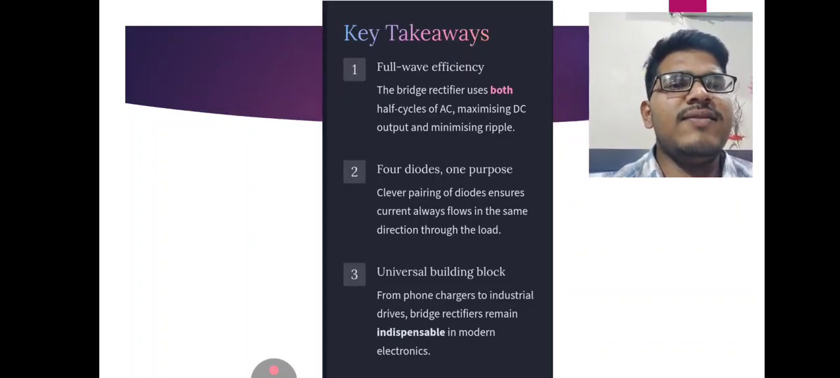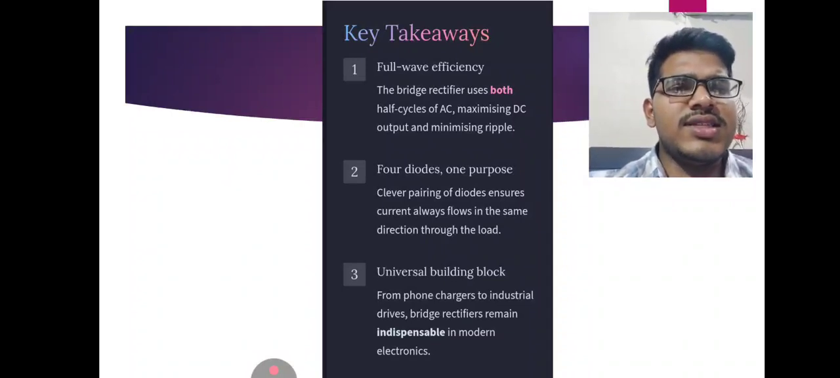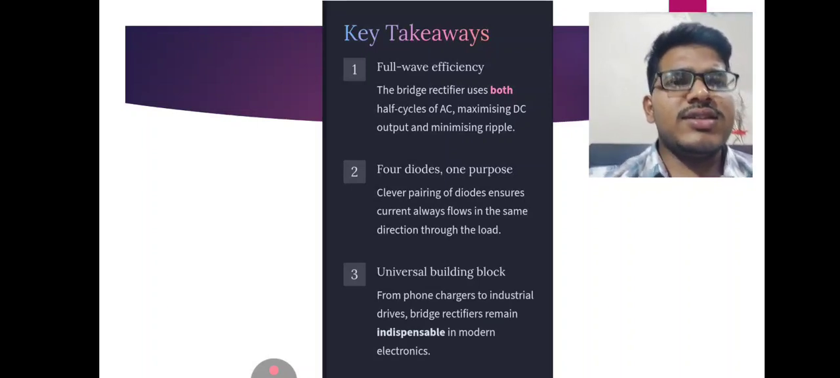And finally, we conclude the takeaways. First, full wave efficiency. The bridge rectifier uses both half cycles of AC, maximizing DC output and minimizing ripple. Second, four diodes, one purpose. Clever pairing of diodes ensures current always flows in the same direction through the load. And third point, universal building block. From phone chargers to industrial drives, bridge rectifiers remain indispensable in modern electronics.